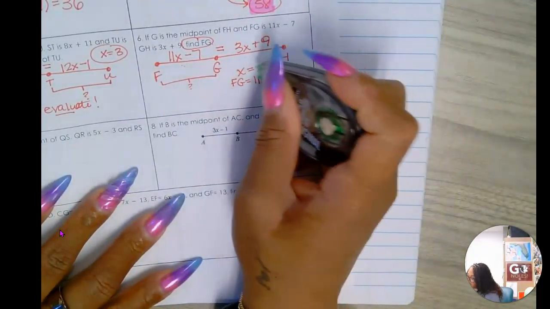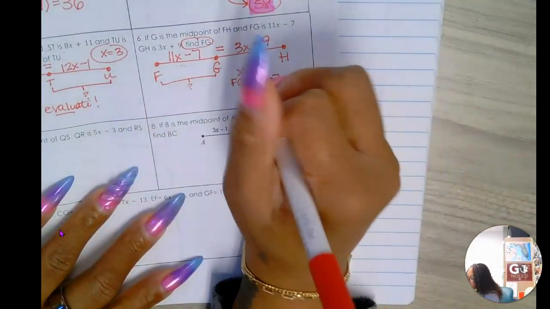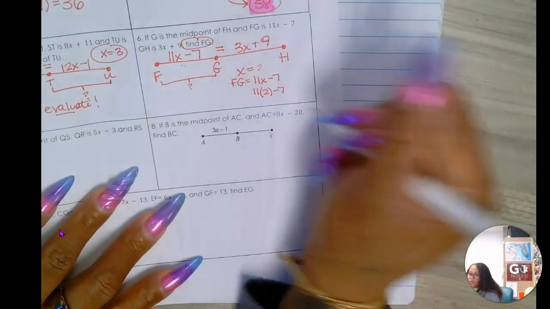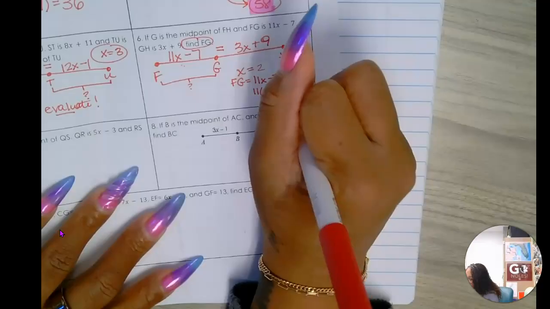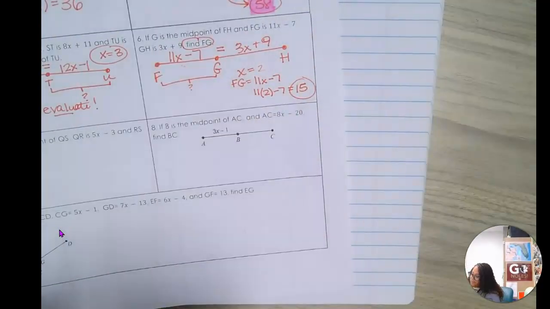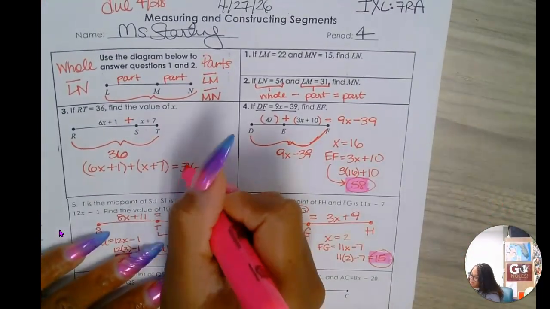So now that I have x, oops, I put x there instead of 2. Whoopsies, x is always x. But in this case, it's 2. It's not always going to be 2. It is for now. 11 times 2 minus 7 is 22 minus 7, which is 15, is my final answer for that.